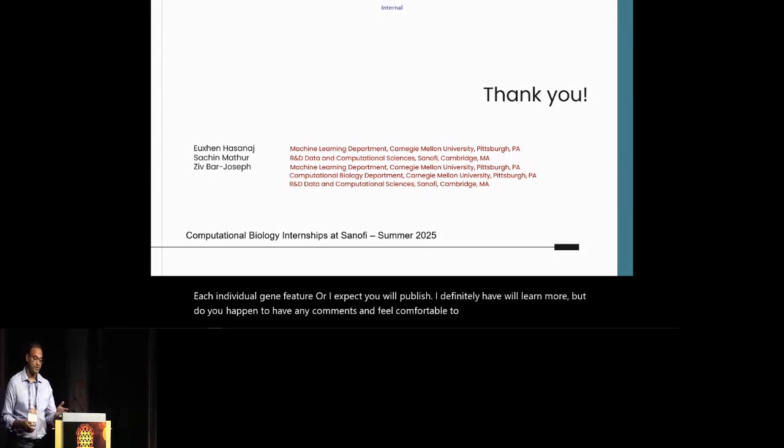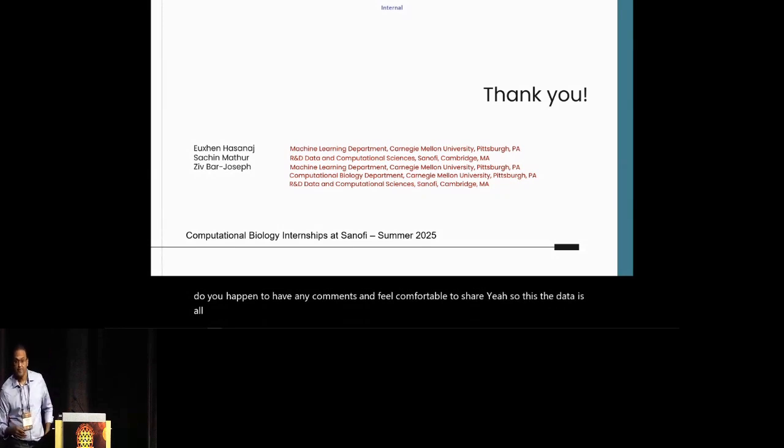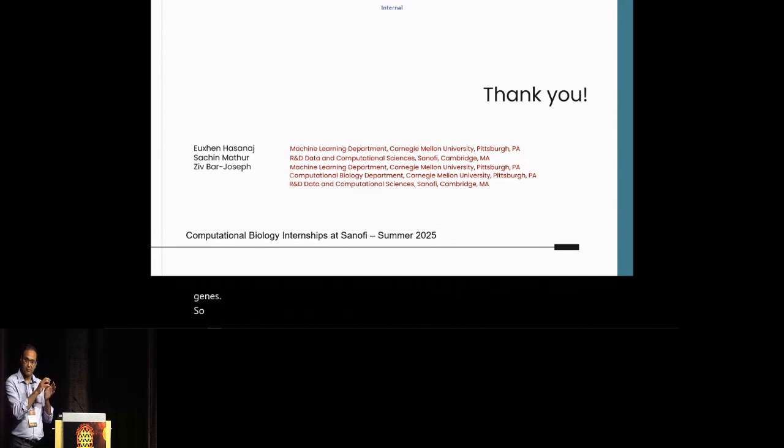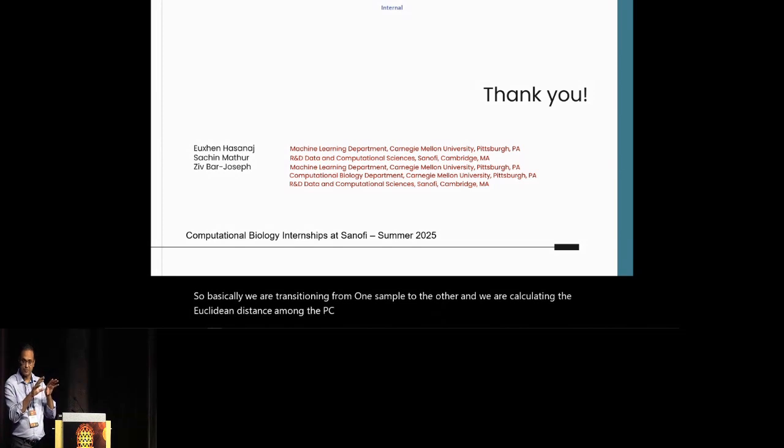Yeah. So the data is all publicly available, and this is done on the bulk RNA-seq. And for each sample, we use all the genes. So basically, we are transitioning from one sample to the other, and we are calculating the Euclidean distance among the PC embeddings for those samples. So we are using all the genes.